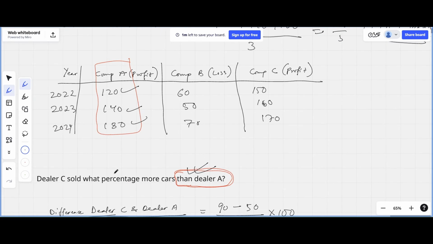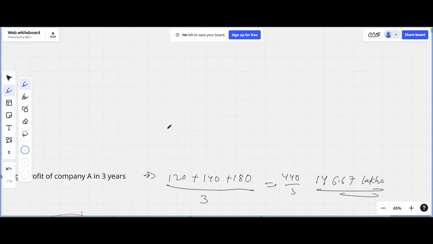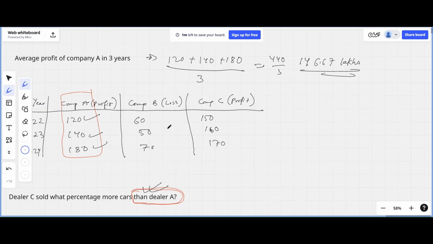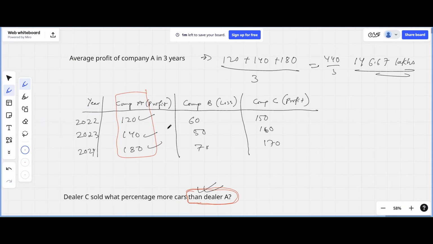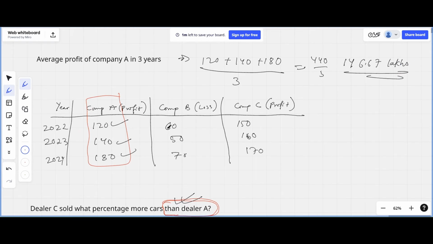Now next question: in which year is the net gain highest? What do you mean by net gain? Net gain means you include the profit and the loss, and you see how much amount you still get in remaining. Like balance, how much balance do you get after income and expenditure? That is the net gain. So let's find out what the net gain is. We're searching for net gain.